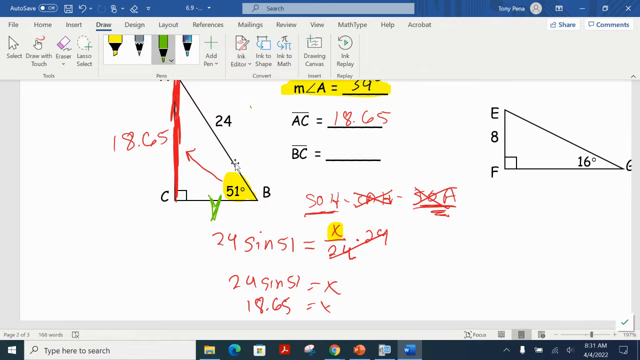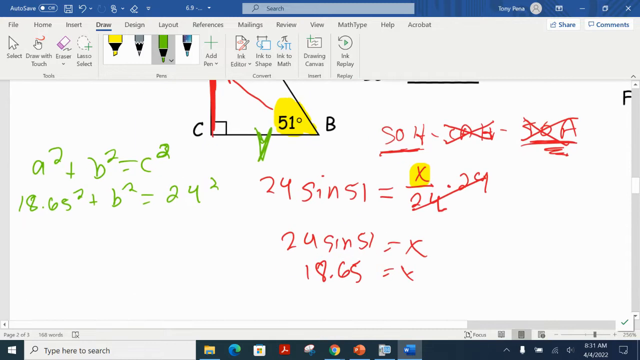You learned it in junior high. You did a little bit in math one. We've done a little bit in math two. So you are probably most familiar with the Pythagorean theorem. So once we know two of the three sides, there's nothing stopping us from just doing the Pythagorean theorem, where this is 18.65 squared. The hypotenuse must be that 24. And then now we just work our way through solving for that b squared.